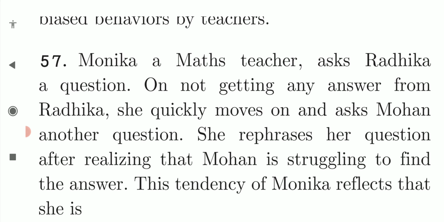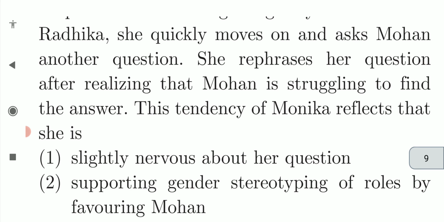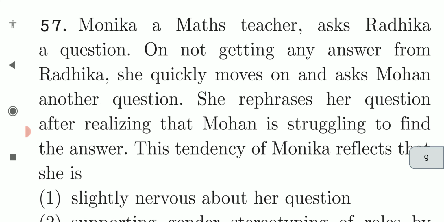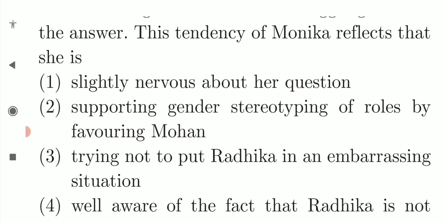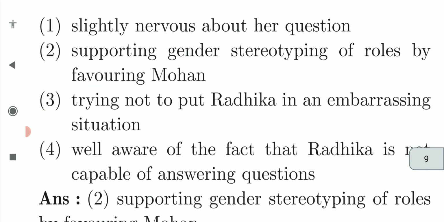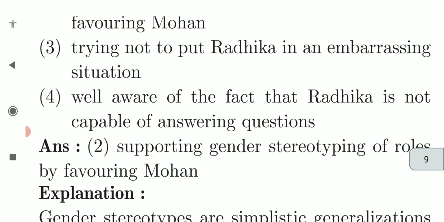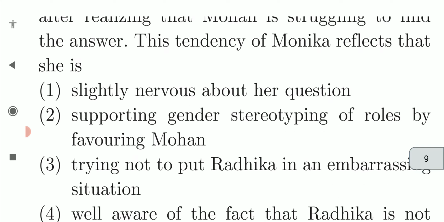Monica, a math teacher, asks Radhika a question. On not getting any answer from Radhika, she quickly moves on and asks Mohan another question. She rephrases her question after realizing that Mohan is struggling to find the answer. This tendency of Monica reflects that she is slightly nervous about her question, supporting gender stereotyping of roles by favoring Mohan, trying not to put Radhika in an embarrassing situation, well aware of the fact that Radhika is not capable of answering question. Supporting gender stereotyping of roles by favoring Mohan.